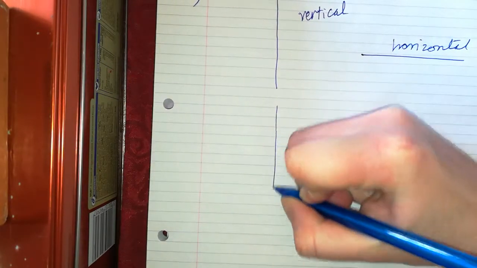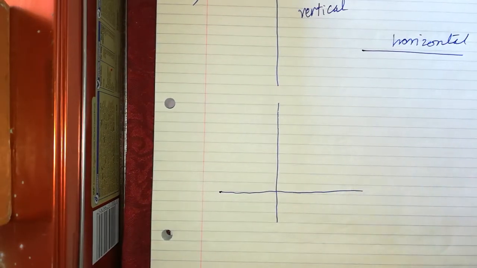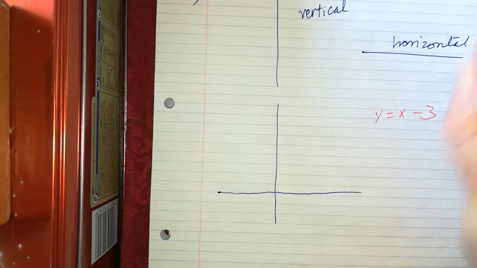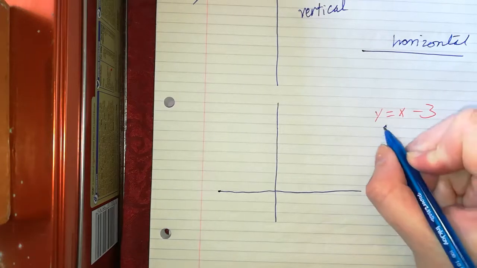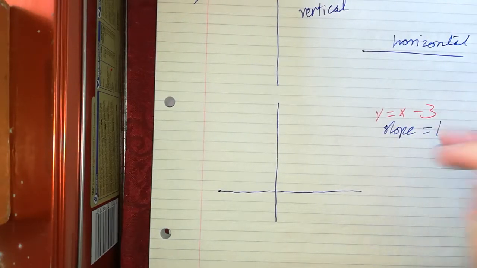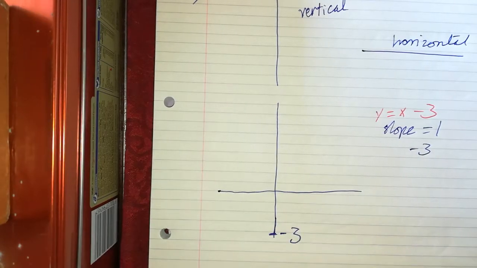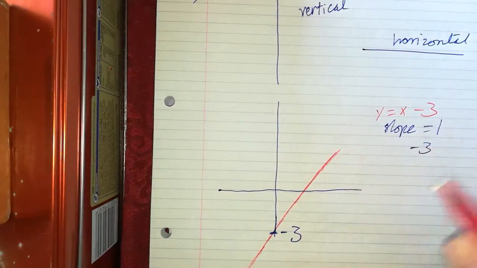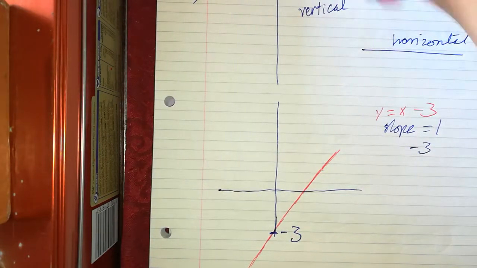So first I'm going to draw my axes. They're giving us the line y equals x minus 3. That was one of the lines we were just dealing with. We can tell by that the slope is 1, and where it crosses the y-axis is -3. So it's going to cross the y-axis at -3. So say it goes something like this. So this is our line.